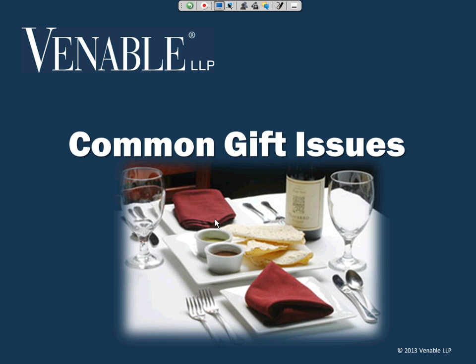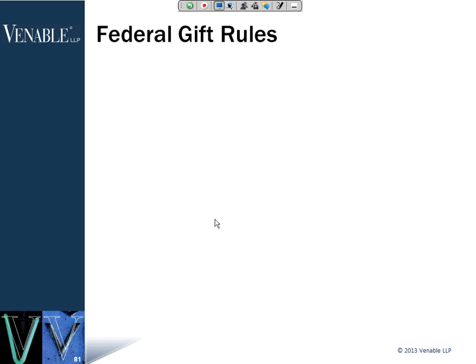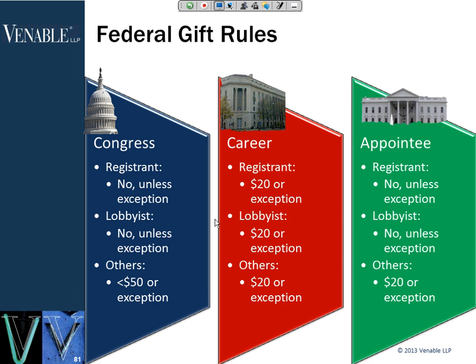The thing to keep in mind here is that there are 3 different sets of gift rules at the federal level. The states each have their own gift rules. They're all different. So we'll focus here on the federal. There's one set of rules for members of Congress and their staff. There's another set of rules for career government officials. And then there's a separate set for political appointees who have signed what's called the Obama Ethics Pledge. Each of them has different exceptions and different carve-outs.